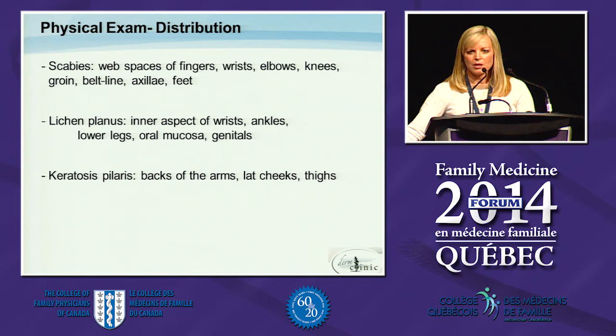And of course, scabies, we spoke about the classic location of web spaces, genitals, belt line. Lichen planus, around the inner aspects of our wrists, ankles, oral mucosa, genitals. And the keratosis pilaris in the backs of the arms, thighs, and cheeks.